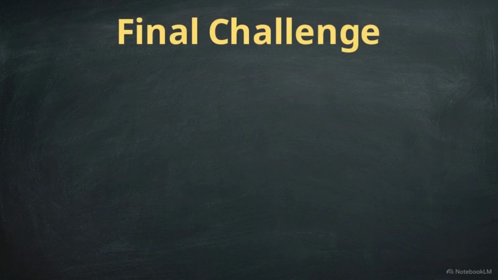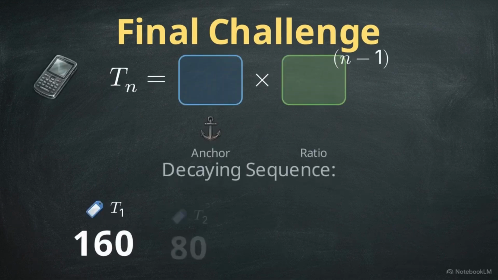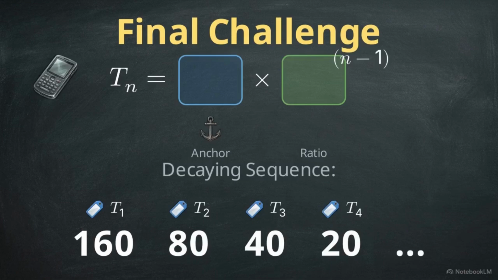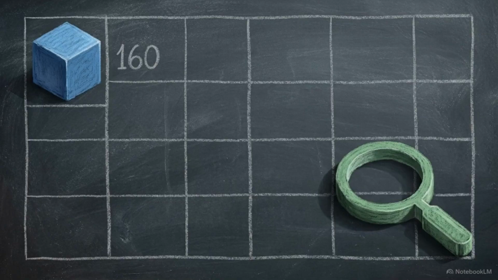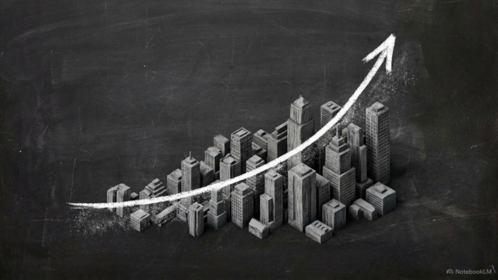Now it is time for a final challenge. Try building the predictor formula yourself for this decaying sequence. 160, 80, 40, 20. Here is your hint before you start. Your starting anchor is 160, and your common ratio will be a fraction, specifically 1/2. Good luck setting up your equation. Mastering geometric sequences allows you to precisely map the foundational patterns of change governing the real world.